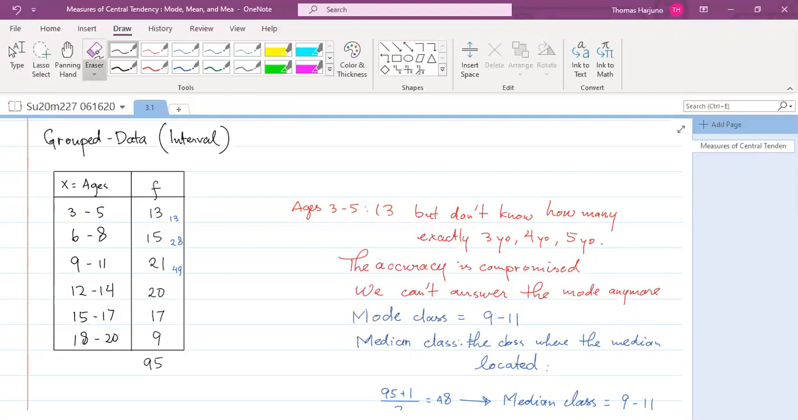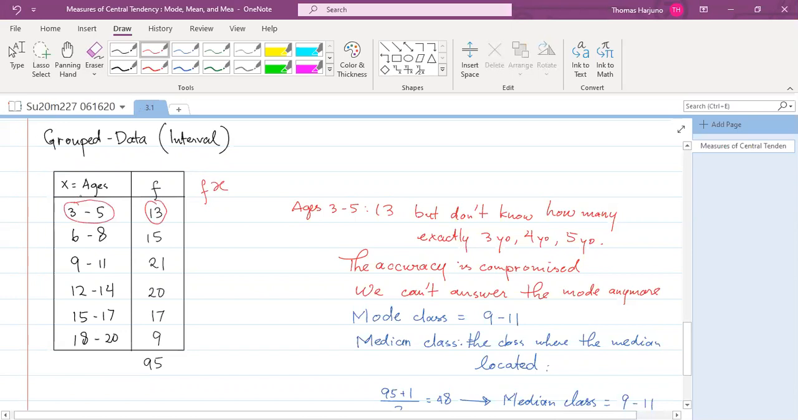Okay, now how about the mean? To find the mean, we're supposed to multiply f times x, right? The frequency multiplied by this. That's what you're supposed to do. Now, the problem is, this is an interval. So we need to choose a number to represent this class to multiply by the 13, and a number to represent this class to multiply by 15. Basically, I need to find a number to represent each class, each interval here, to multiply by the frequency.